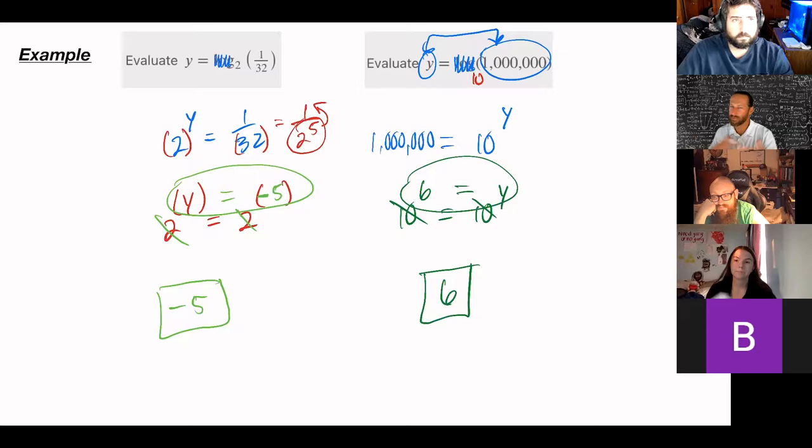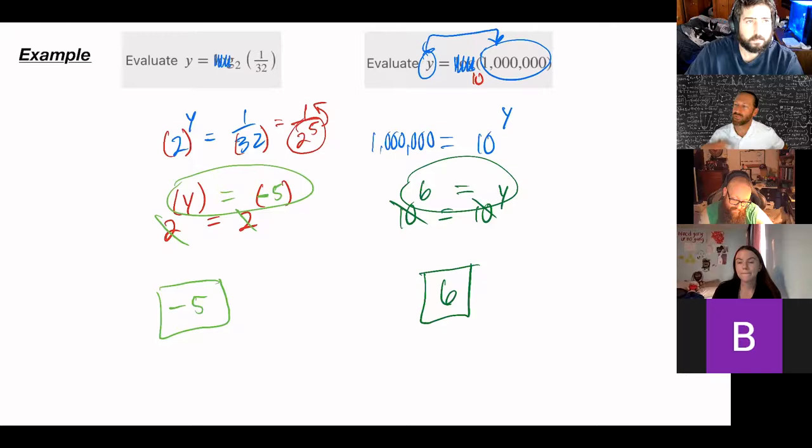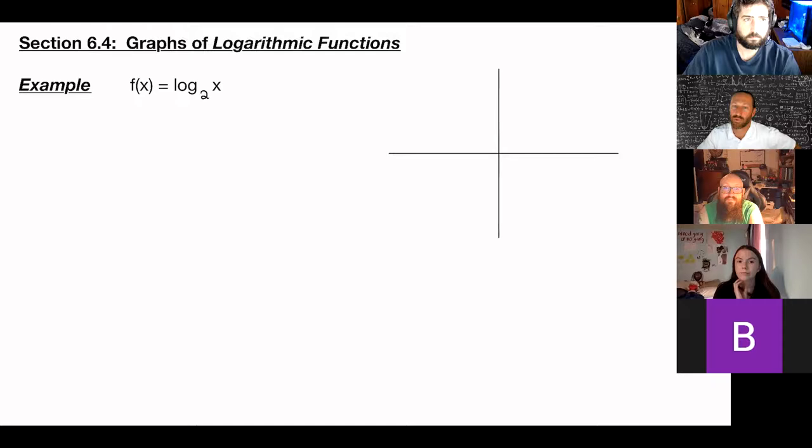Is that kind of coming back a little bit? Next week will be a little bit more important as far as finishing up with logarithms, but of course we have to introduce them. And we also want to make sure that we can graph them. So here's the last thing for today. Let's make sure that we can graph logarithms.